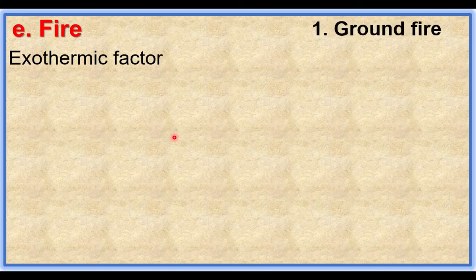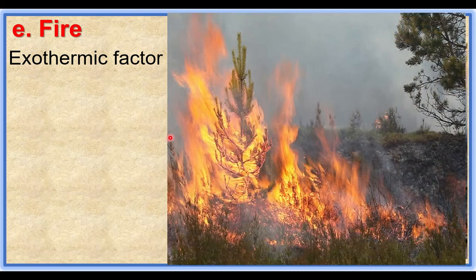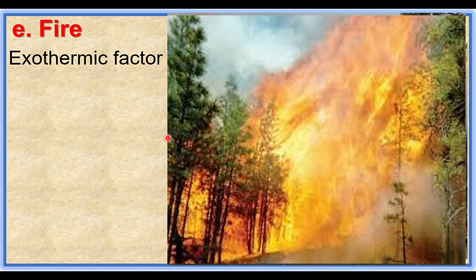Ground fire does not produce more flame, and the surface fire causes burning of herbs and shrubs. The entire tree is burned by crown fire. In crown fire, the flame is above the canopy of tall trees.